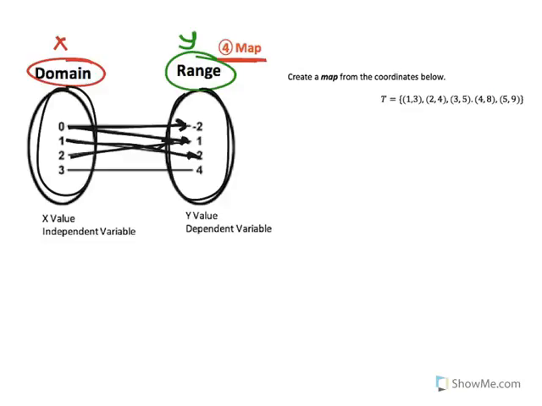So if we wanted to create a map from the coordinates below, first, I think it's easier if we put them in a table. So we have X and Y, 1 here, 3, 2, 4, 3, 5. Hold on.